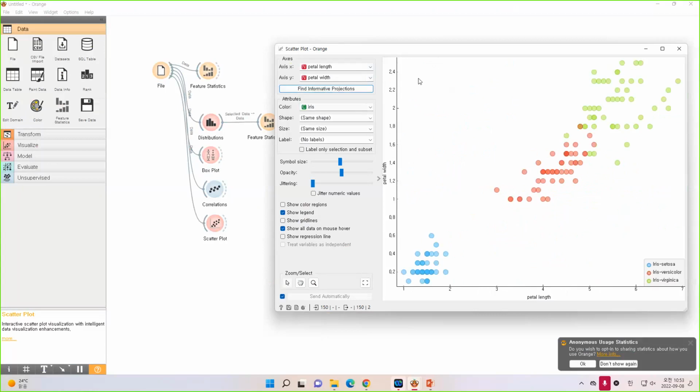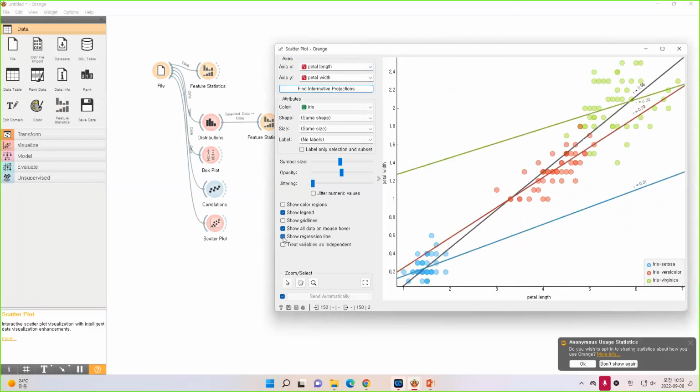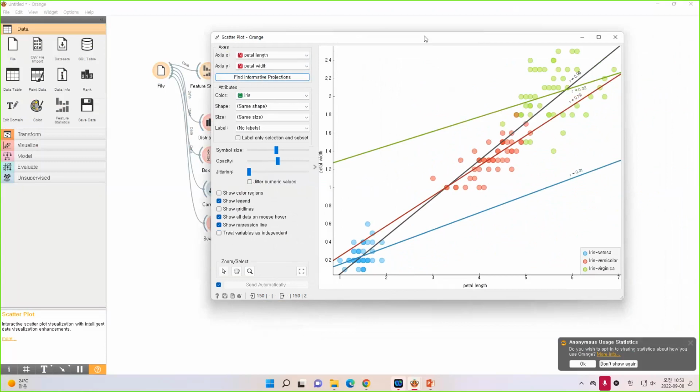You can also give this regression line. If you click this one, so in the orange, it will show directly the R value. The green color is the R value for only iris virginica. The red color is the R value for iris versicolor, and the blue color is only for iris setosa. But the black color, you can see this is 0.96. Okay? It is for the whole data, for the population data.